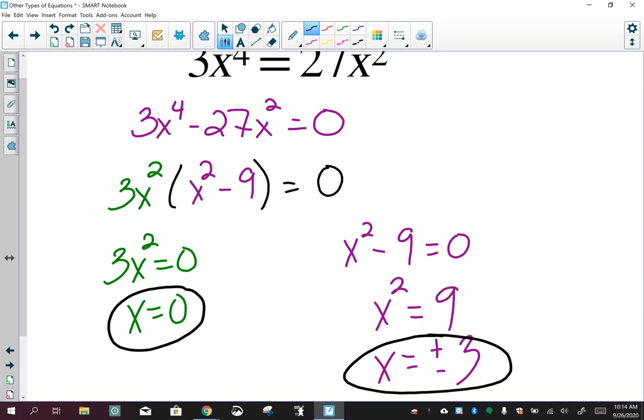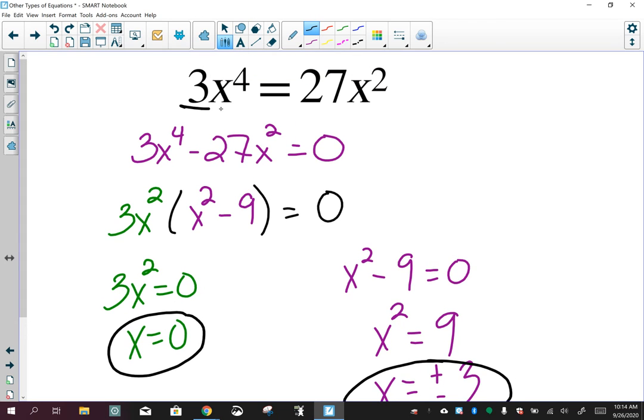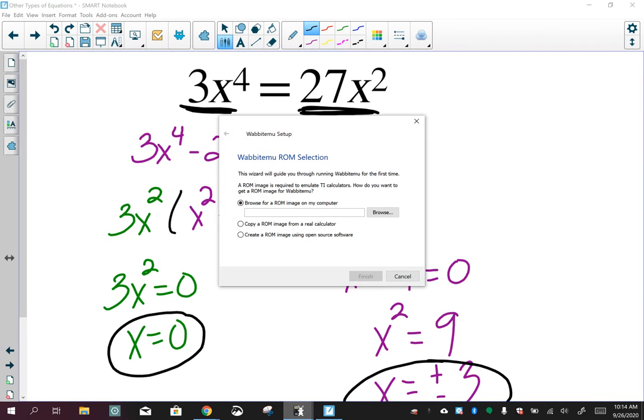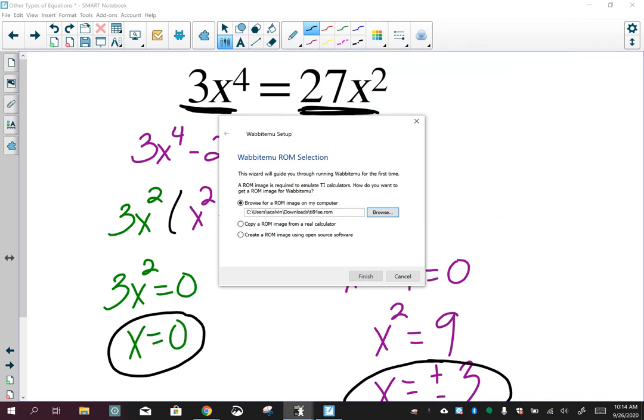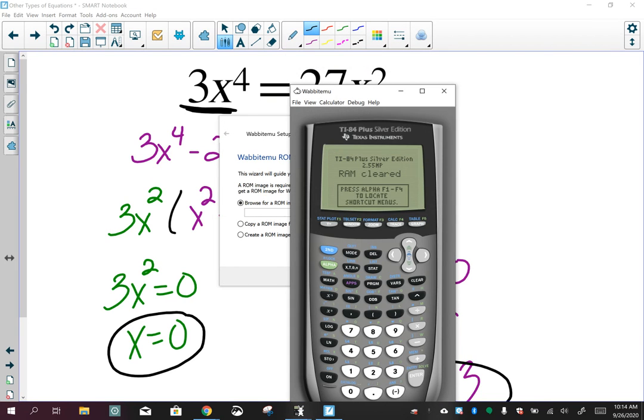You can verify this by plugging it into the calculator. If you put this in here to y1 and that into y2, you can look and see where everything is going to cross. So let's take a look at that real quick. I don't know why I have to do this every single time. It should just save, but it doesn't.